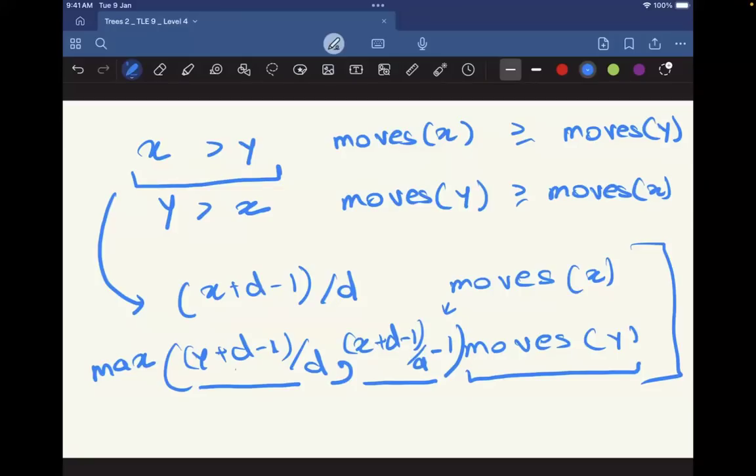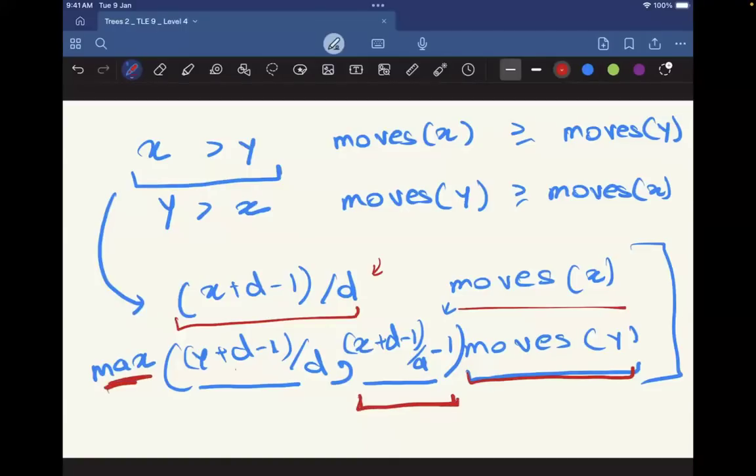So the number of moves of X, what is it? It is just ceil of X divided by D. Now, do you agree that if this is the number of moves of X, the number of moves of Y has to be minimum this, that is number of moves of X minus 1? So that is why the number of moves of Y is the maximum of the number of moves of X minus 1 and the number of moves required for Y itself.